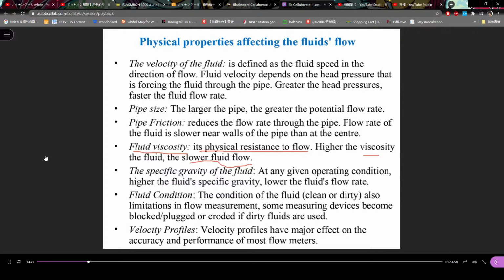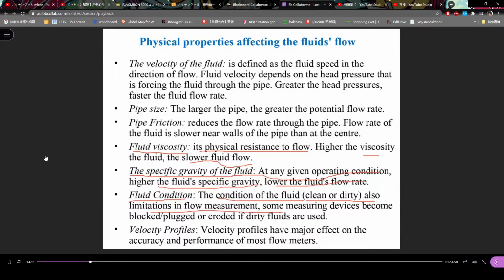Another parameter is the specific gravity of the fluid. This is constant. At any given operating condition, the higher the fluid's specific gravity, the lower the fluid flow rate. Specific gravity means the gravity divided by mass. The condition of the fluid, clean or dirty, also limits the flow measurement.